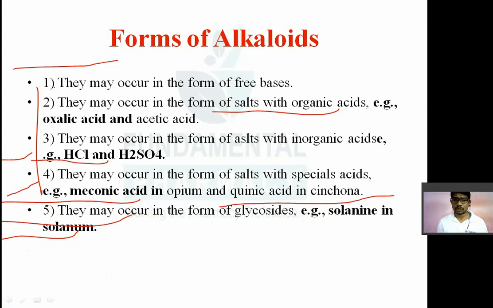So questions have already been asked on the forms of alkaloids. Opium alkaloids are present in the form of meconic acid. Cinchona alkaloids are present in the form of quinic acid. Ergot alkaloids are present in the form of lysergic acid. These questions have already been asked in GPAT as well as NIPER. Now we'll see the next point.